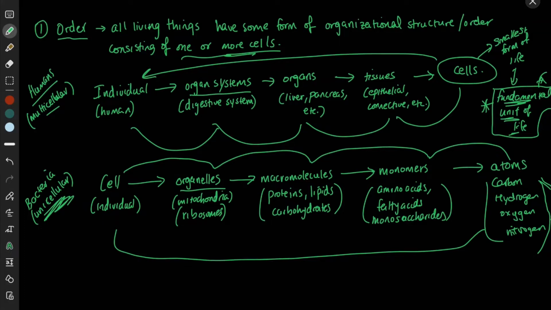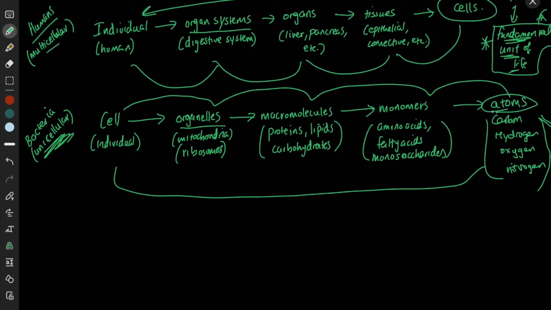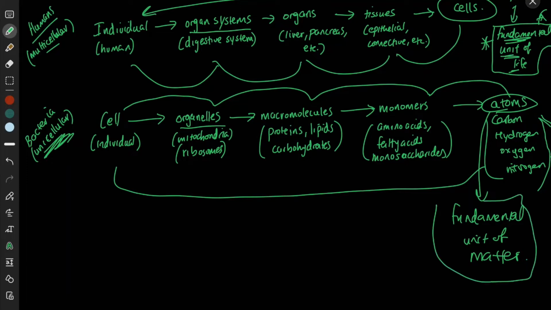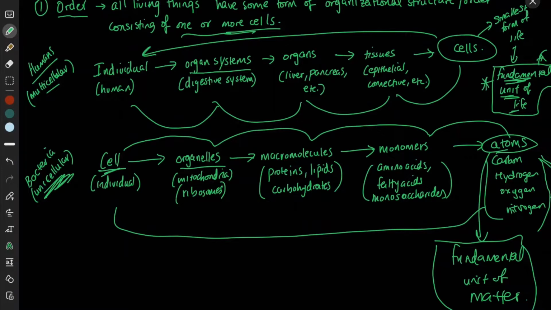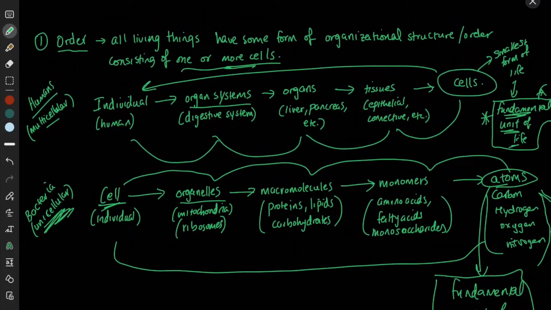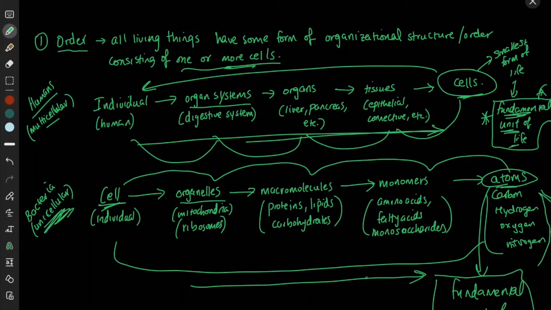So that's very important. Now the other thing is atoms are the fundamental unit of matter. So there's a distinction there. In order for something to be considered living, it has to be made up of cells. But in order for something to be considered matter, it has to be made up of atoms, right? So that's the distinction between a cell, which is the smallest unit with respect to this diagram here, versus the atom, which is the smallest unit in this diagram here, right? So that was just a distinction that I wanted to make.